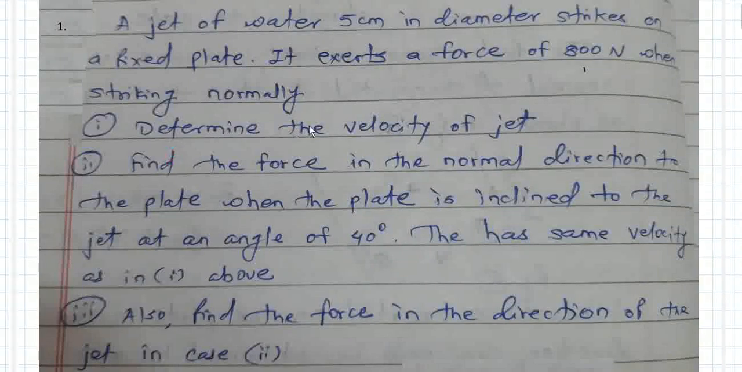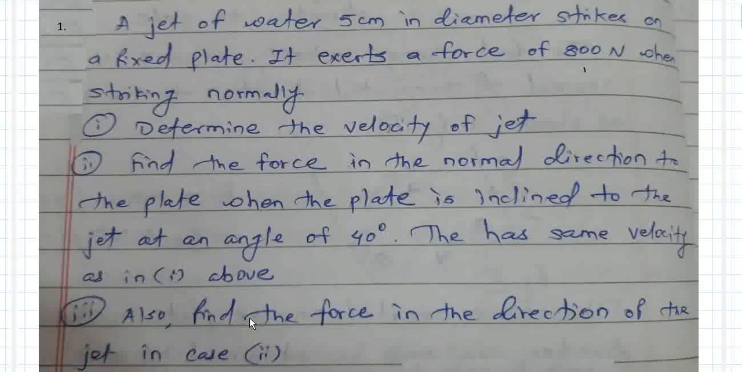Now if we see case number 2, it is clearly mentioned that now the plate is inclined, and for this inclined plate we have to calculate the force in the normal direction, that means Fn. The inclination angle is 40 degree. Also the last sentence says it has the same velocity as in one above. Whatever velocity we calculate in case number 1 is directly used in case number 2.